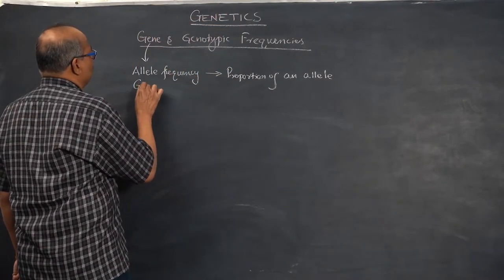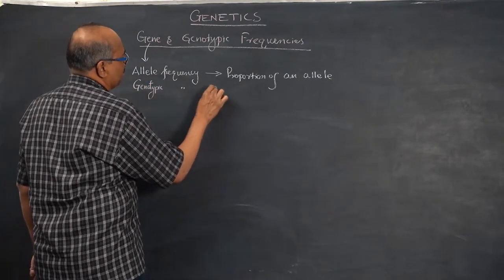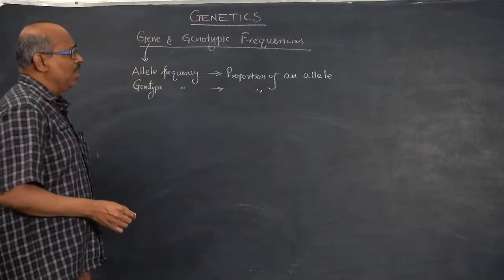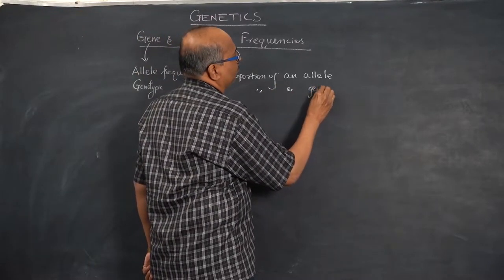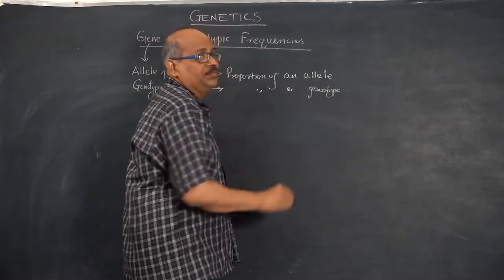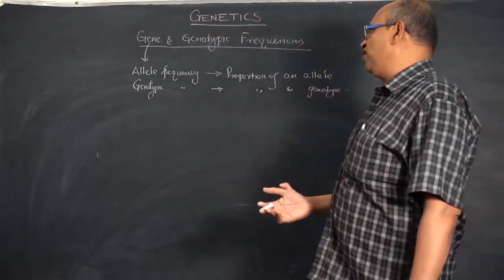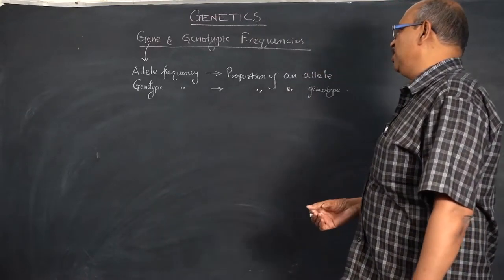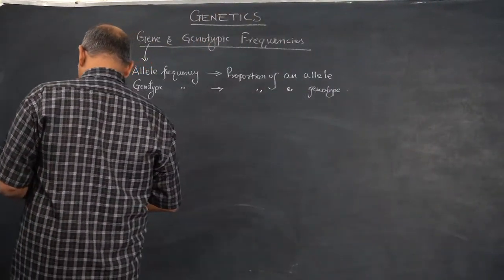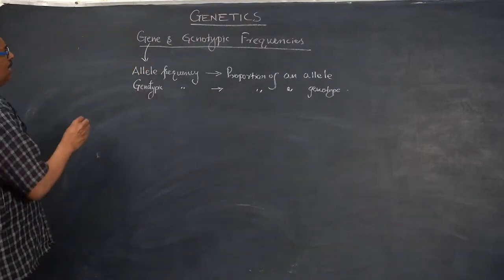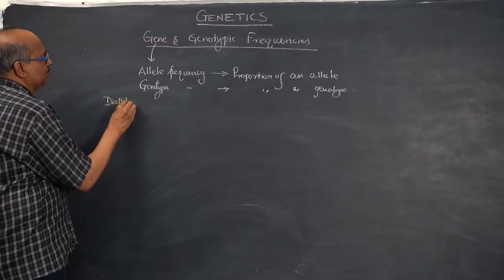The genotypic frequency, the same way, is the proportion of a given genotype in a population. So you take that genotype and then you find out the total population. From that you find out the proportion of the genotype. To understand these two concepts, we take a simple case where, let us say, we have a gene which is diallelic.